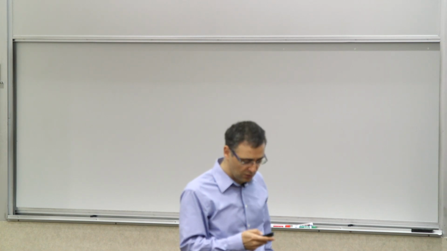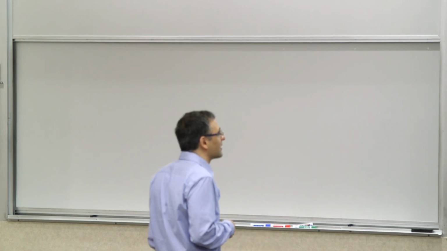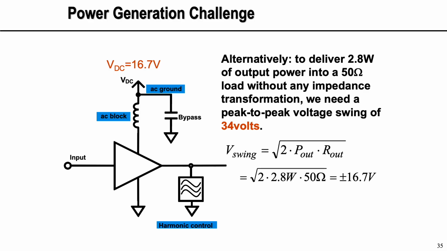Now, let's say you wanted to deliver a couple of watts. Let's say you wanted to deliver 2.8 watts of power to a 50 ohm load. Now, if you wanted to do that with direct drive, what is the voltage swing? This is a basic calculation. You just solve for V in V squared over 2R equals the power, which is basically this equation. So your voltage swing would be plus or minus 16.7. So the voltage swing has to be more than 34 volts, which clearly this transistor cannot handle.